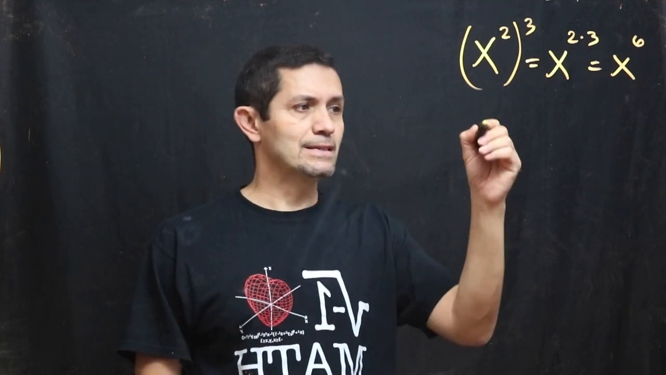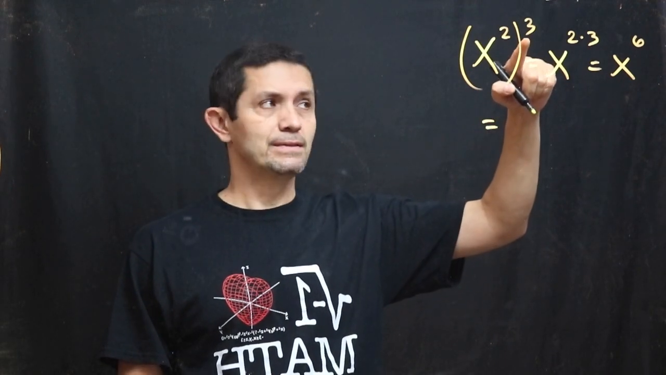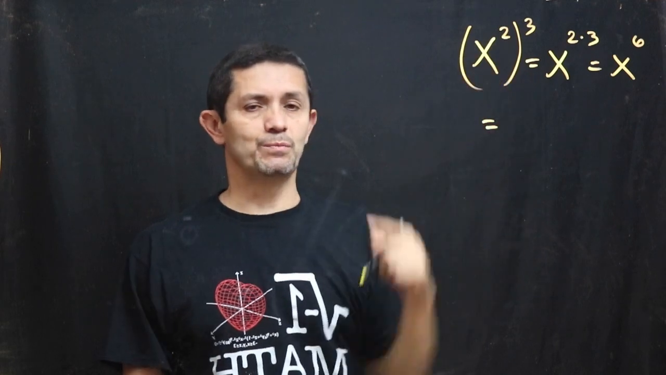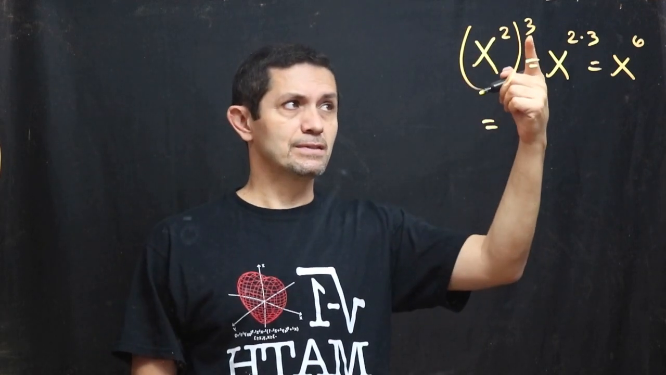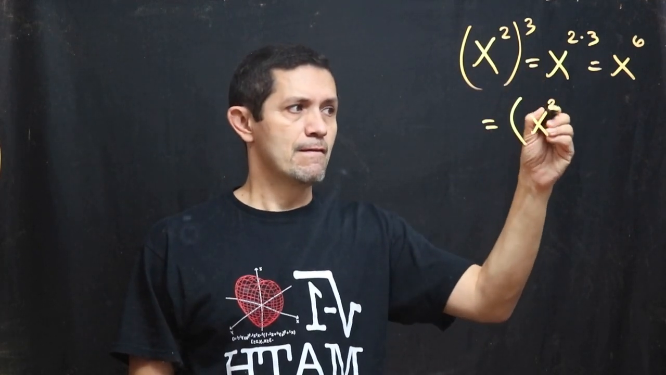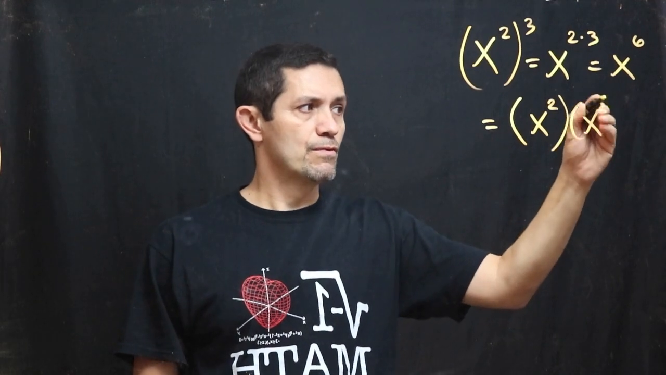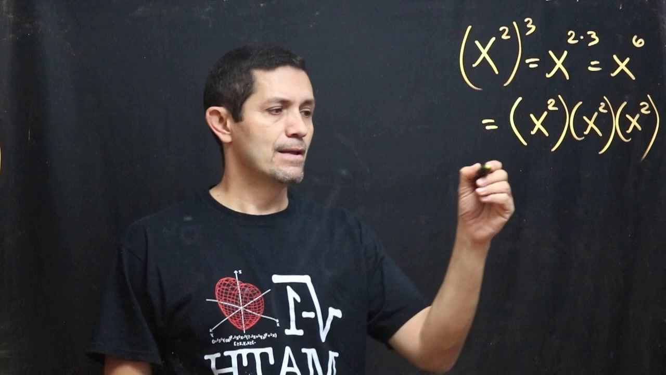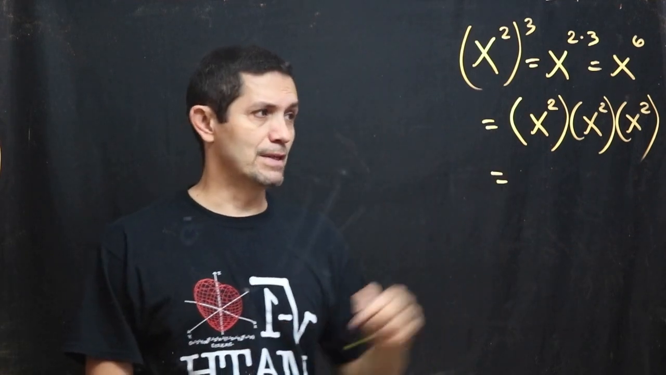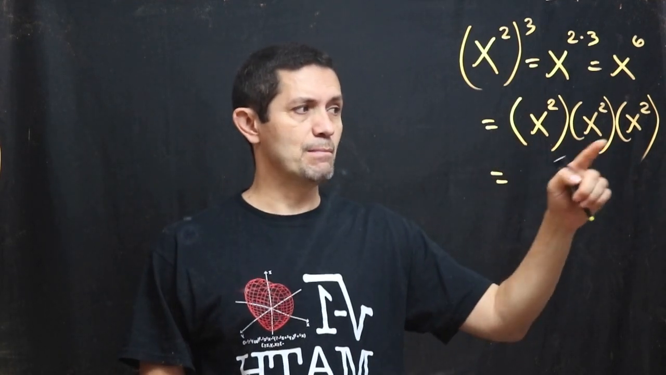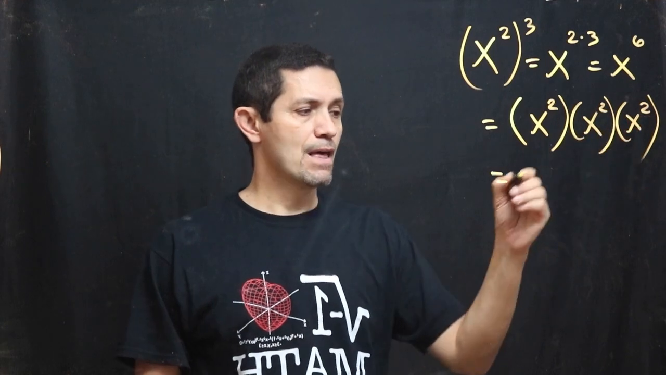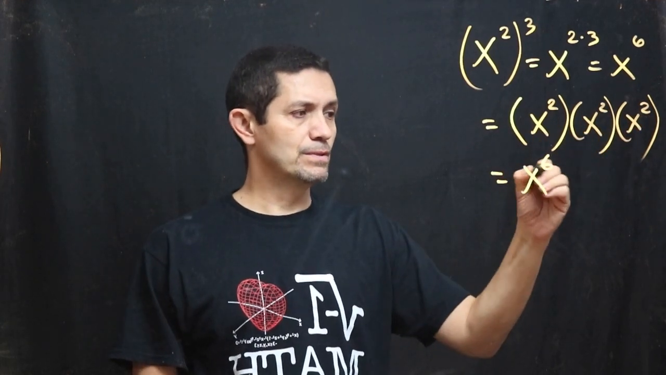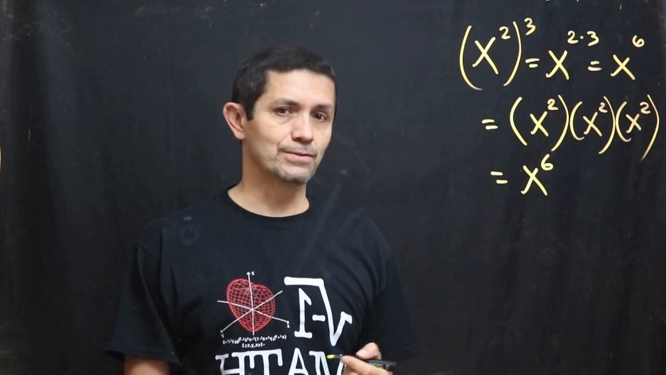I can explain this easily. Remember, my exponent tells me how many times this is repeating. So basically what it is telling me is that I have 3 groups of x to the second power, right? And now we know from previous properties that when I multiply powers with the same base, I add the exponents. Therefore, 2 plus 2 plus 2 gives me 6, and it's the same answer.